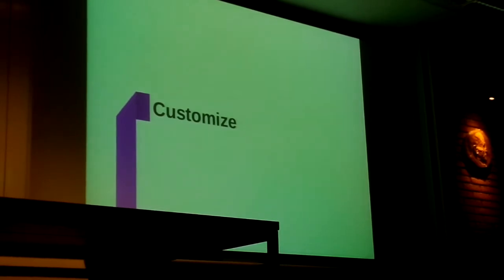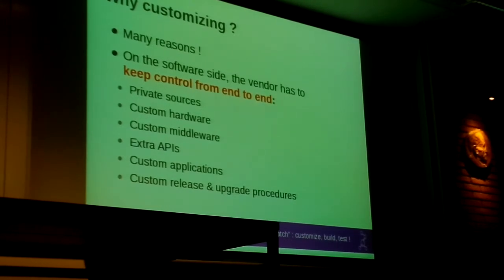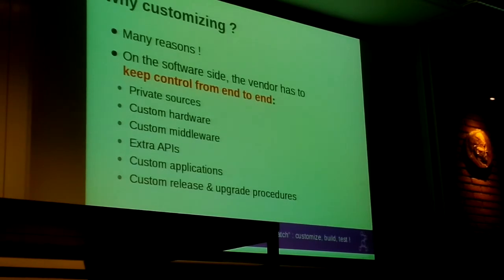So the next part is how do you customize? There are a lot of reasons for that. I won't talk about business problematics. Just on the software side, the main idea is that the vendor has to keep control on everything from end to end. So we can suppose that some sources are private. We can think that the hardware can be custom and private too. The middleware can be private. Some extra APIs are private, and custom applications, and custom release and custom upgrades.